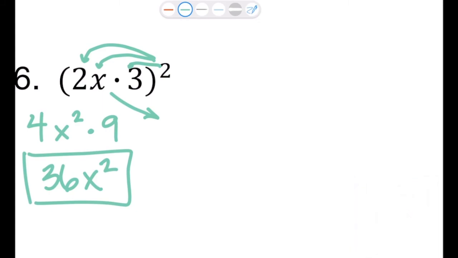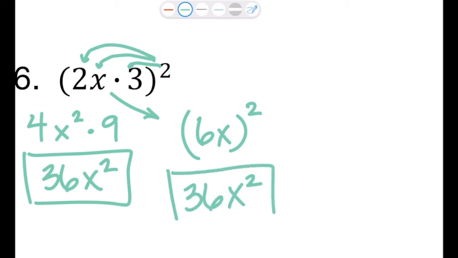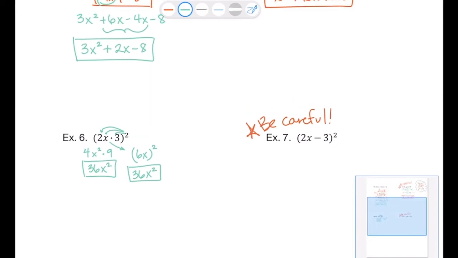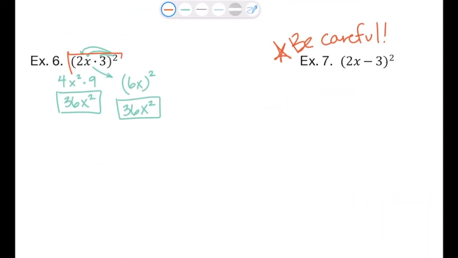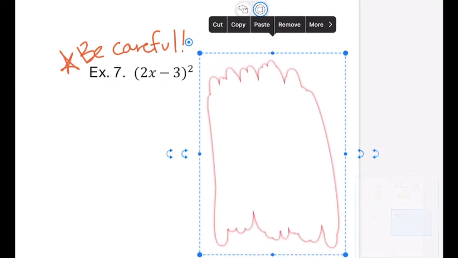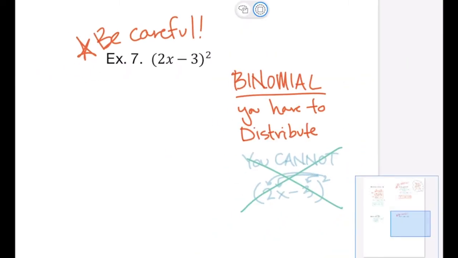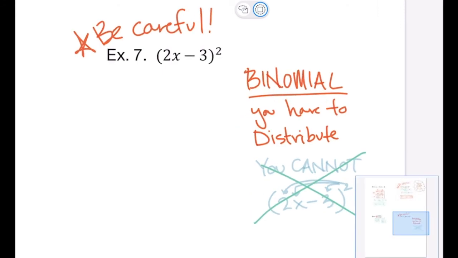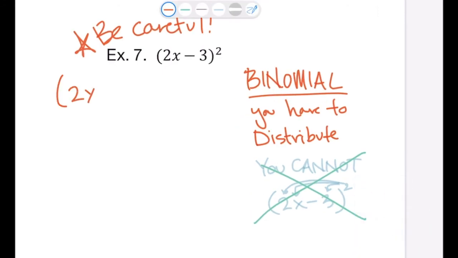Another way we could have gone about that is we could have simplified inside the parentheses first and done 2x times 3 to get 6x, and then squared 6x. Again, this is still a monomial, so we can just apply the square to everything. So 6 squared is 36, and x squared is x squared. But notice the difference. These are both very similar, but now instead of a multiplication, I have a subtraction. If I have something other than a monomial, I have to distribute. So again, I cannot just apply the square to all the terms. I have to expand it out and then FOIL or box method.